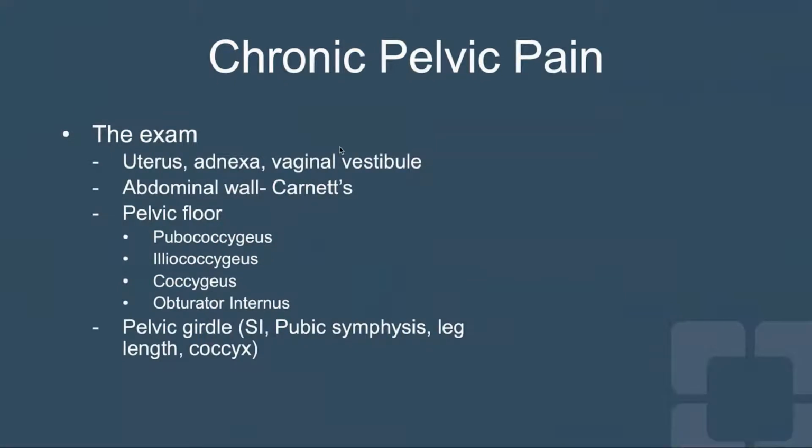In the exam, we talked about this evaluation. I don't want to go into more detail, but generally I want to rule out the uterus side next to the vaginal vestibule, as well as the abdominal exam, looking at those pelvic floor muscles, also the pelvic girdle to see: is there tenderness at the sacroiliac joint, is there tenderness at the pubic symphysis, are there leg length discrepancies, is the coccyx tender, because oftentimes these can show a musculoskeletal origin as well.